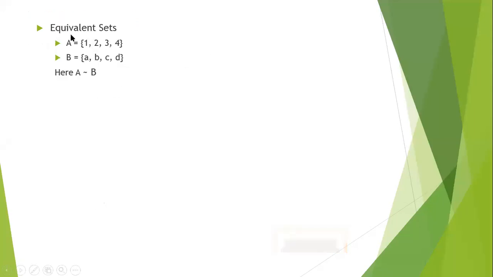So another set is the equivalent set. Now what our equivalent set is: A is equal to {1, 2, 3, 4} and B is {A, B, C, D}. Just have a look over, just think about it. In this there are 4 elements, 1, 2, 3, 4, A, B, C, D. In set A there are 4 elements and in set B there are 4 elements.